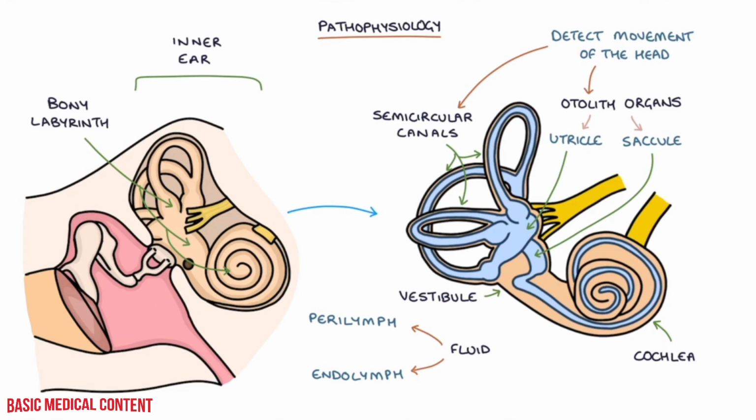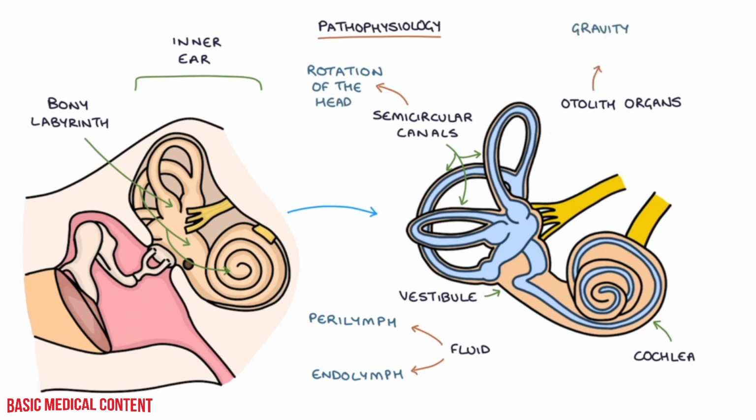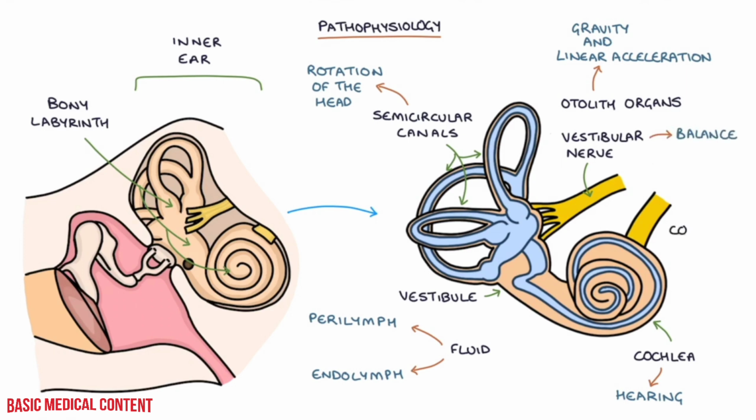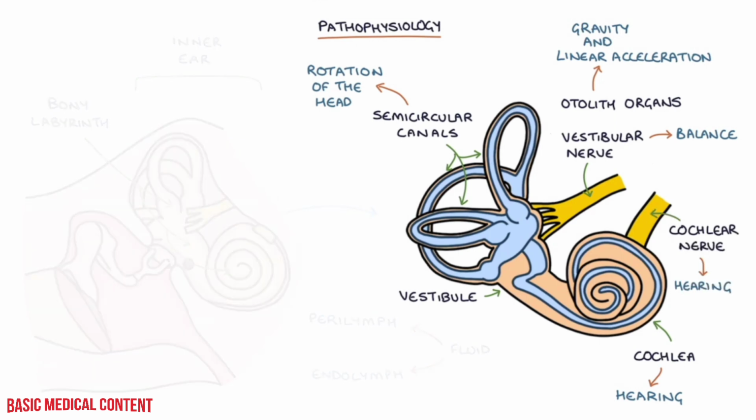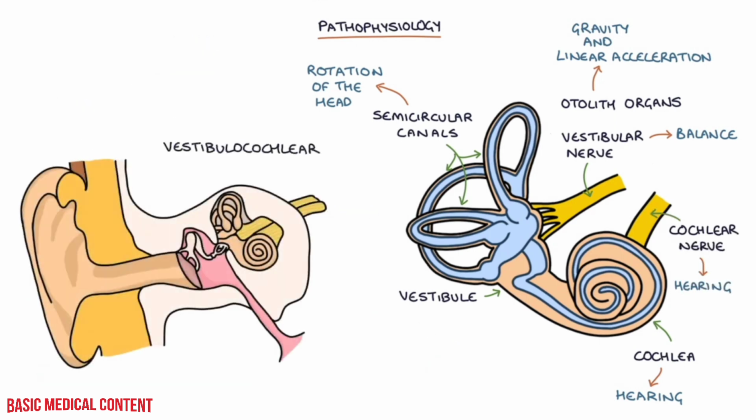the inner ear. The semicircular canals detect rotation of the head, and the otolith organs detect gravity and linear acceleration, so acceleration in a single direction. The cochlea is responsible for hearing. The vestibular nerve transmits signals from the vestibular system, which is the semicircular canals and the vestibule, to the brain to help with balance. The cochlear nerve transmits signals from the cochlea to provide hearing. Together they form the vestibulocochlear nerve, which is the eighth cranial nerve.